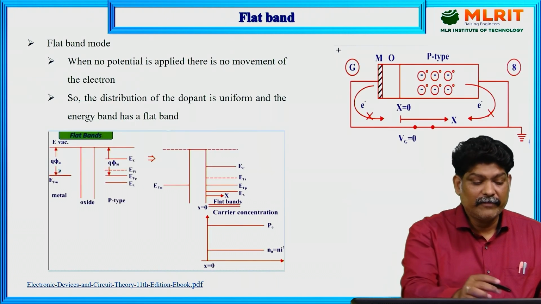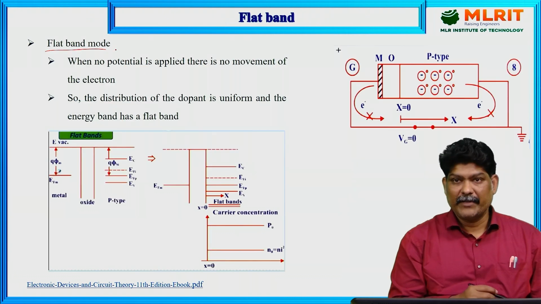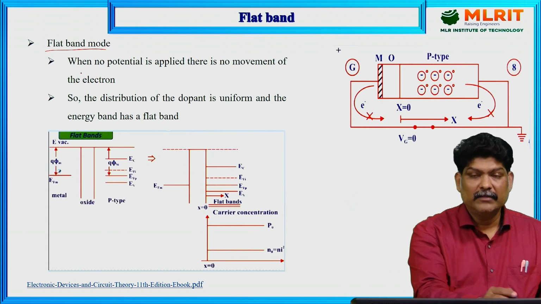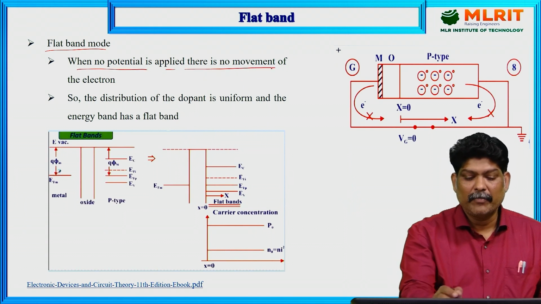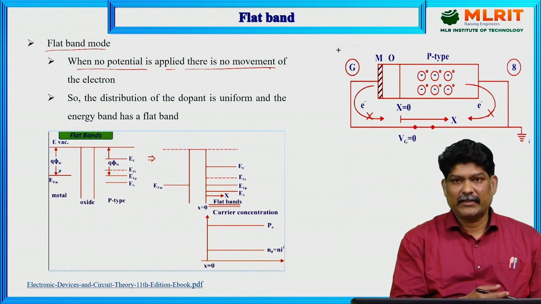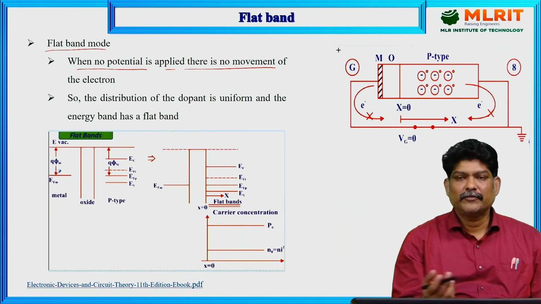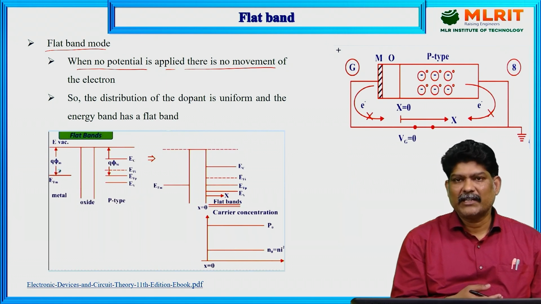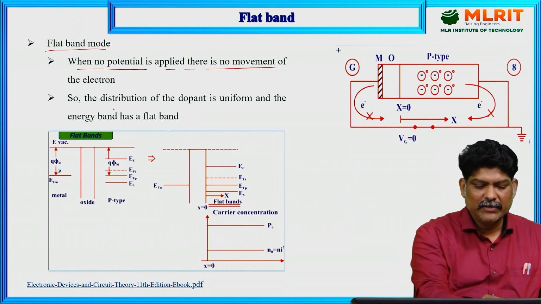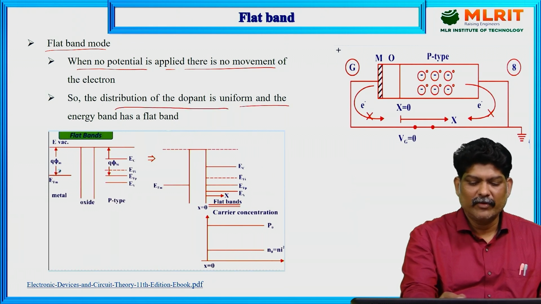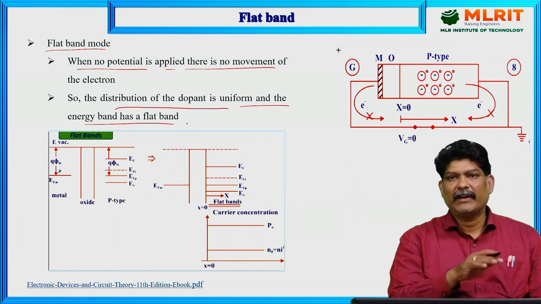So coming to the flat band mode operation. Flat band mode means no potential is applied, so there is no movement of electrons. That means there is no movement of charge particles, so no current flow. The distribution of dopant is uniform and the energy band is a flat band.